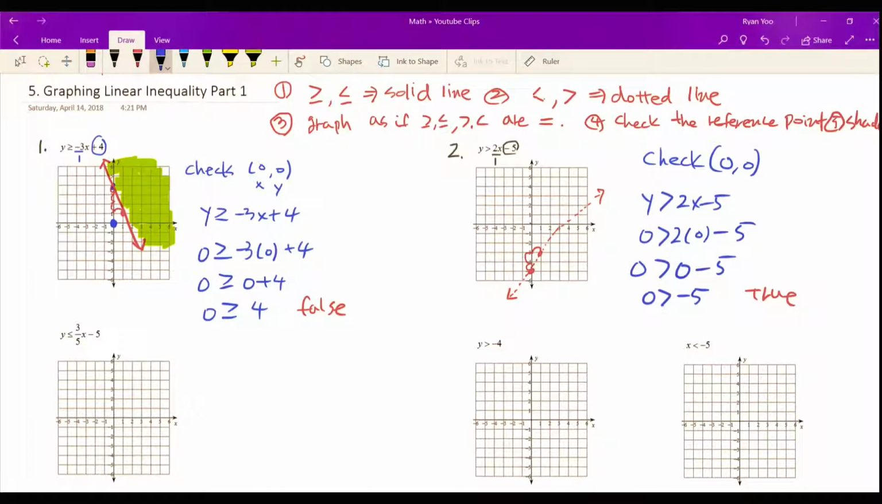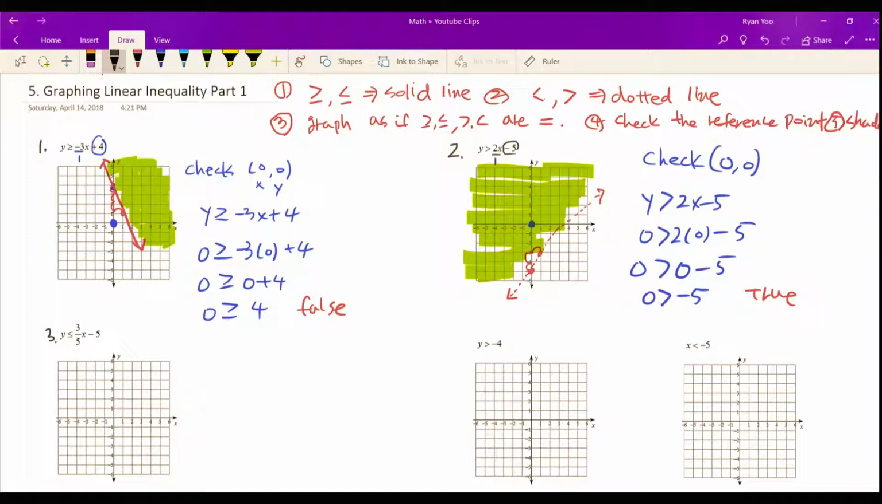So we check the 0, 0 here in the center. And since that is true, we want to include that. So everything over here is our answer. Right, here we go. That was easy, right? Moving on to number 3, the bottom one.